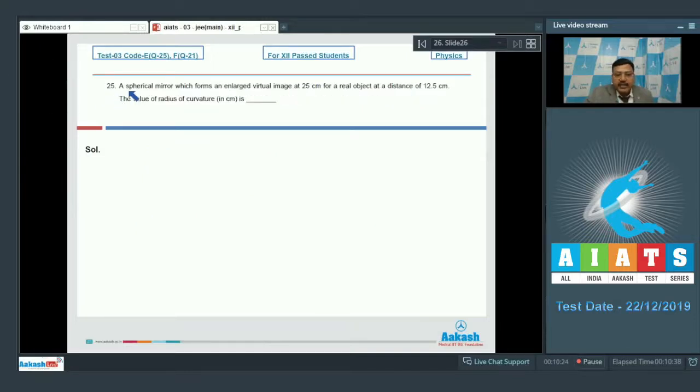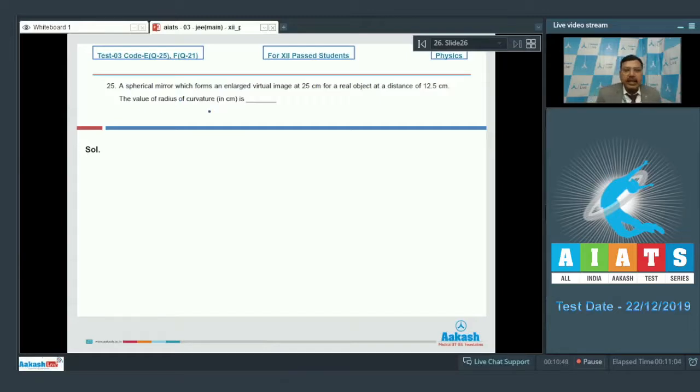Question 25 says, a spherical mirror which forms an enlarged virtual image at 25 centimeter for a real object at a distance of 12.5 centimeter. The value of radius of curvature in centimeter is. Well, it's a simple, straightforward, easy question from the topic ray optics, and that too from the mirrors.